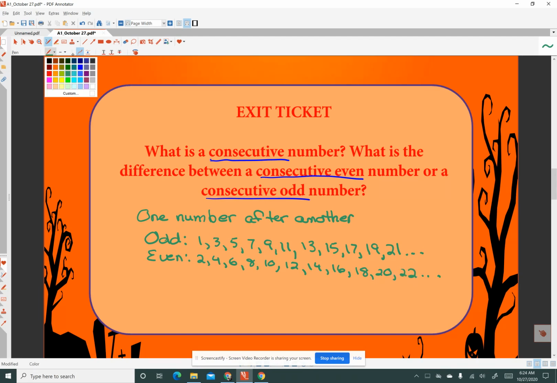Just for completeness, our odd numbers will always end in 1, 3, 5, 7, or 9. Do you see that? Even numbers always end in 2, 4, 6, 8, or 0. 0, the number 0, is neither even nor odd, but a number that ends in 0 is even.